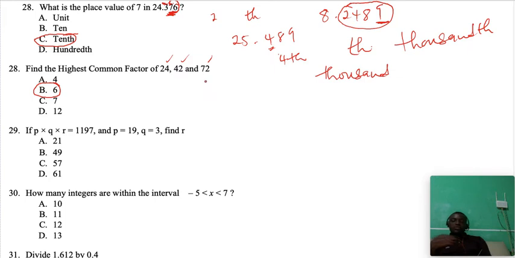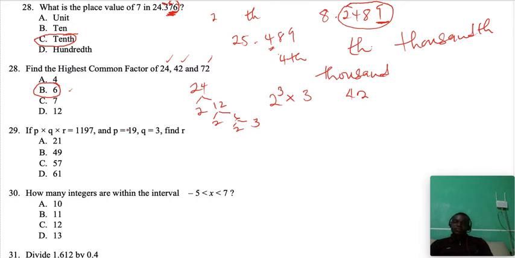Let's try it and see. So 24, product will be 2 times 12, then 2 times 6, then 2 times 3. So we get 2 raised to power 3 times 3. Then come to 42. We do the same thing. So yeah, let's just move on.